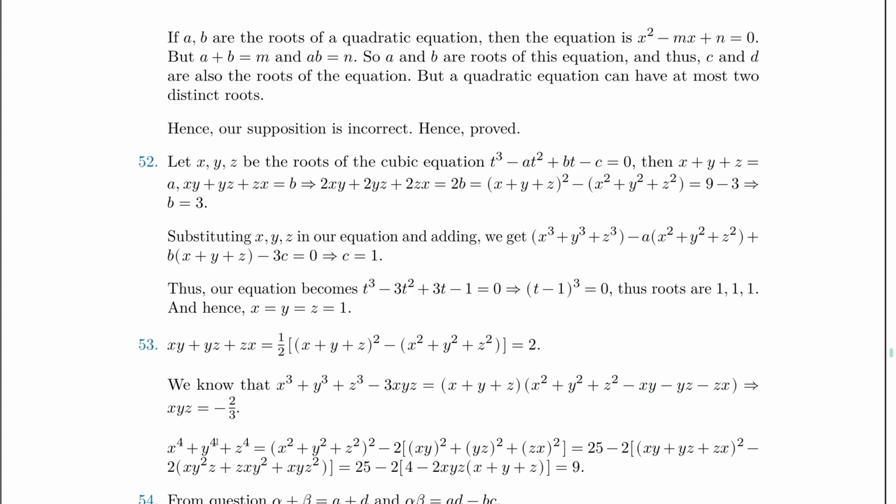Now x to the power 4 plus y to the power 4 plus z to the power 4 is equal to x square plus y square plus z square whole square minus 2 of xy square plus yz square plus zx square. Now this was given as 5, so it becomes 25, and this is nothing but 2 into xy plus yz plus zx whole square minus 2 of xy square z plus zx y square plus xyz square, which is xyz into x plus y plus z, and we solve it, we get the value as 9.